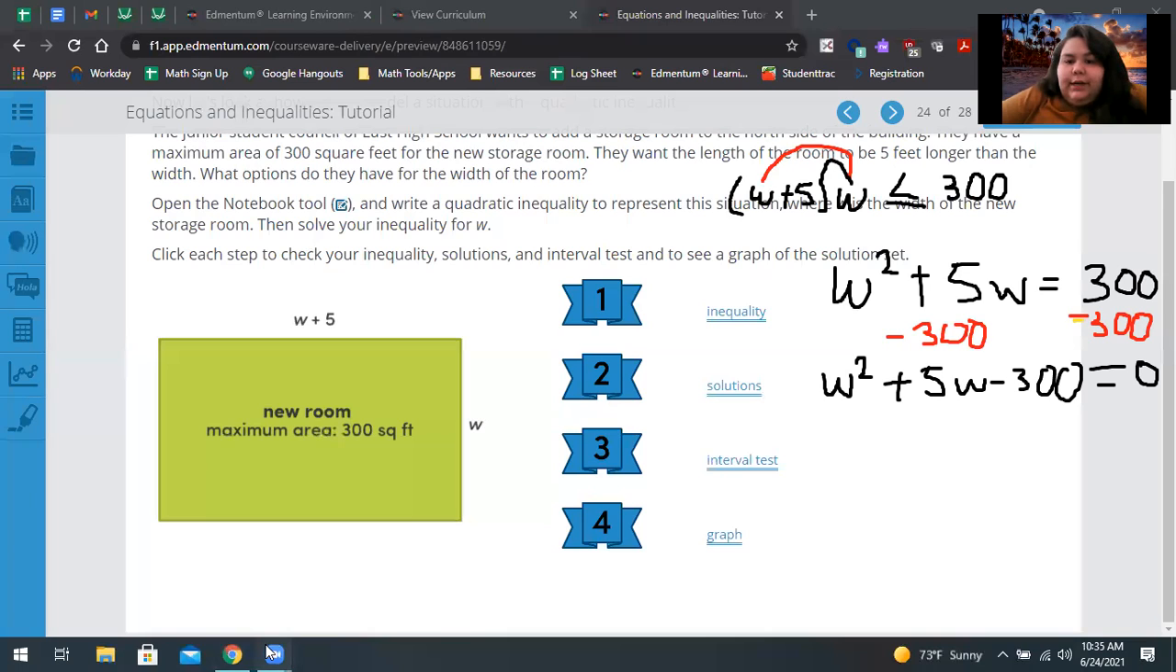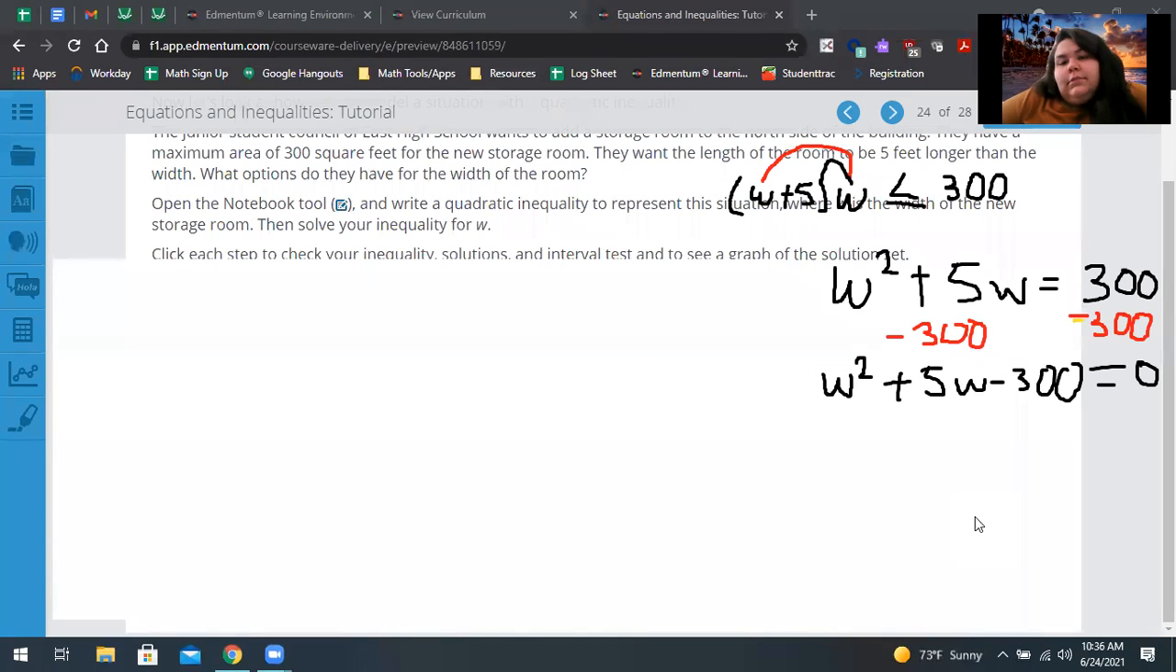The next part here is that we are going to find our solutions. When we're finding our solutions, we can either do the giant X or we can use the quadratic formula. I'm going to go ahead and jump to the quadratic formula. So let me make more room for myself over here. Let's identify A, B, and C. My A is the coefficient of W squared, which is 1. My B is the coefficient in front of W, which is 5. And my constant C is negative 300.